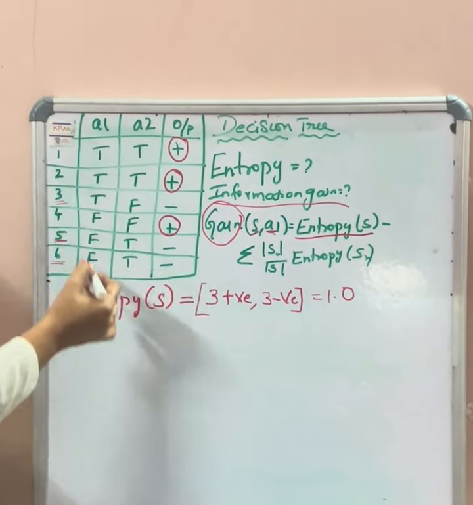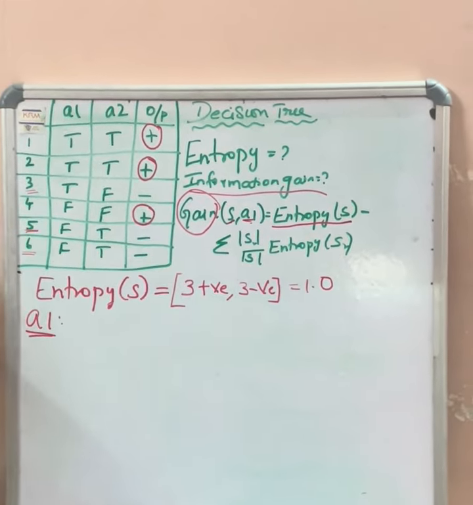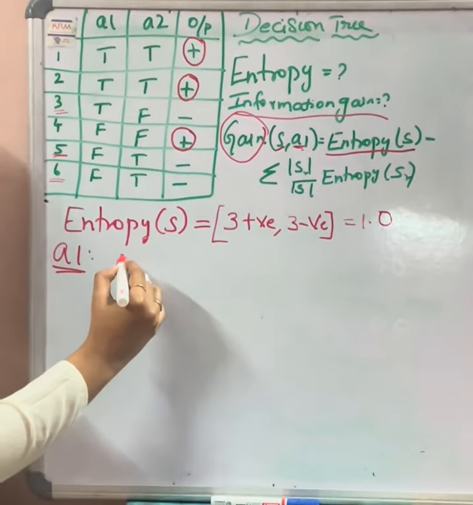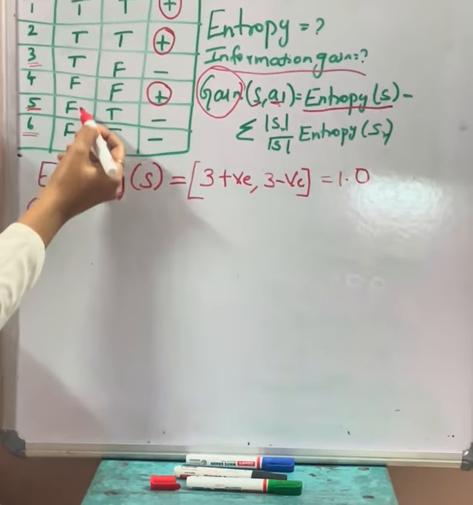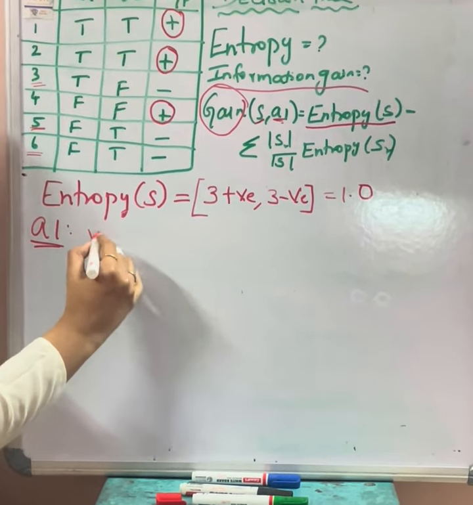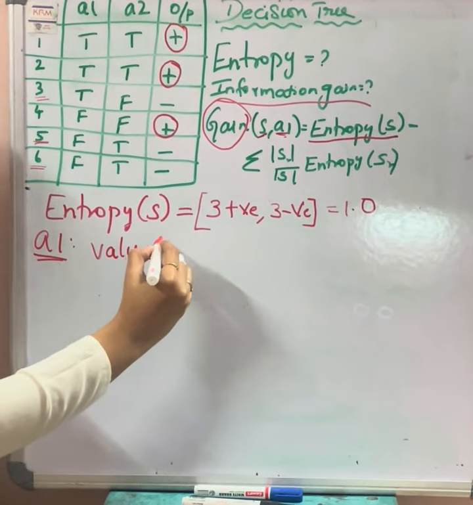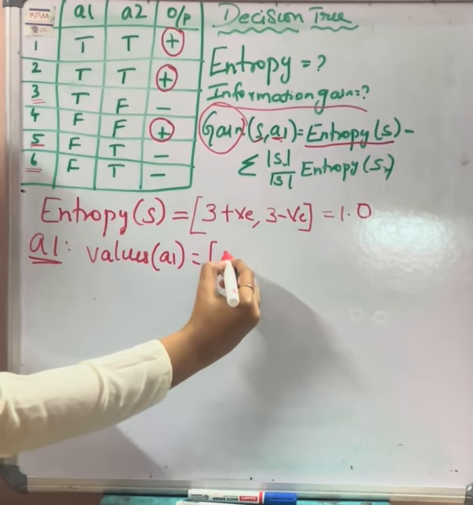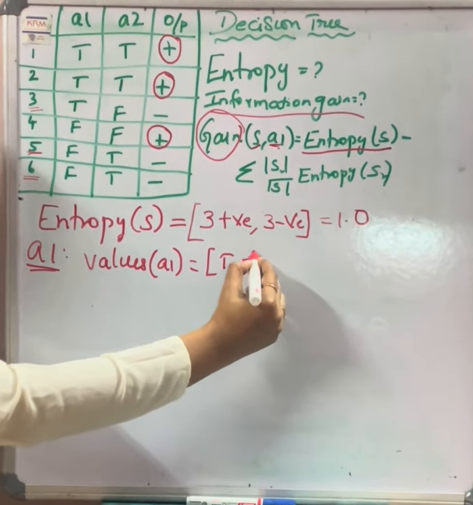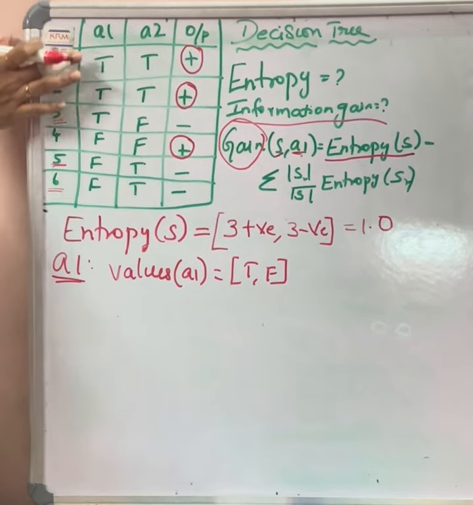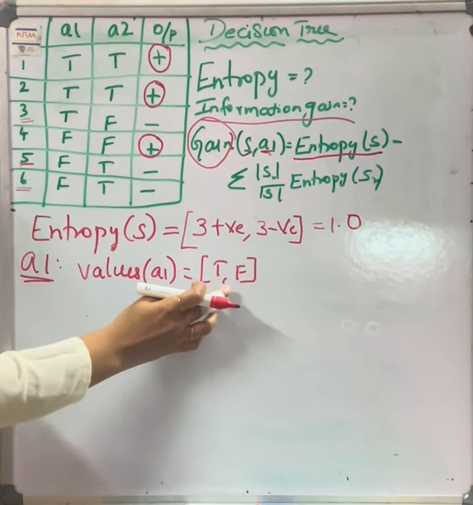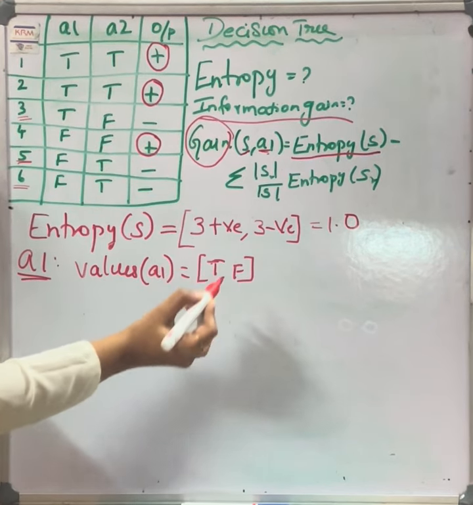First we will look into A1 and we have to find what is the information gain of A1. For that, you have to find what are the different instances or the values of A1. Mainly the values of A1 are nothing but T and F. These are the two values which I have in A1, 3T and 3F. So I have given the values as T and F.